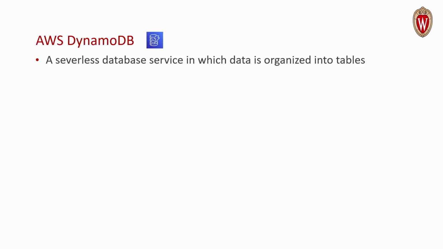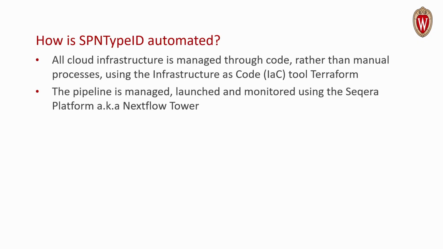So there are some additional parts of how it's automated. All of the cloud infrastructure is managed through code rather than manual processes, and this is through the infrastructure as code tool Terraform, and the pipeline is managed, launched, and monitored using the Seqera platform, also known as Nextflow Tower.